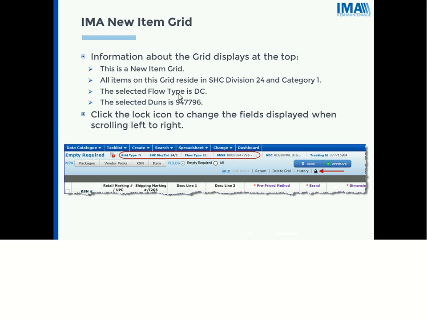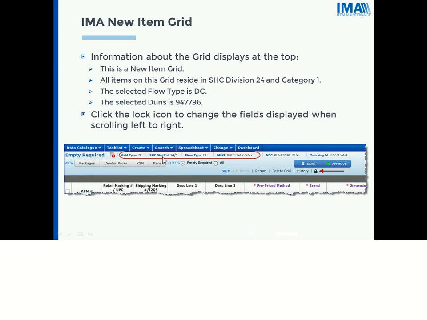So when you're in a grid, there's a lot of information about the grid that displays at the top. Here in the area that's in red, we can see there's a grid type. This is a new item grid, which is what we're talking about today. Over the next couple of days, you'll learn that there's a couple other grid types that you could have as well, such as changes grid or return to items grid. But N indicates new item grid.